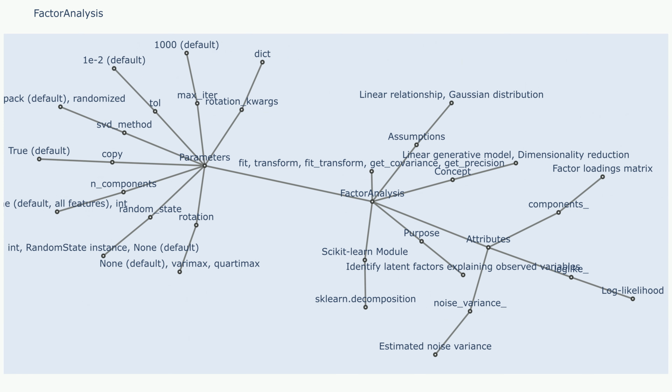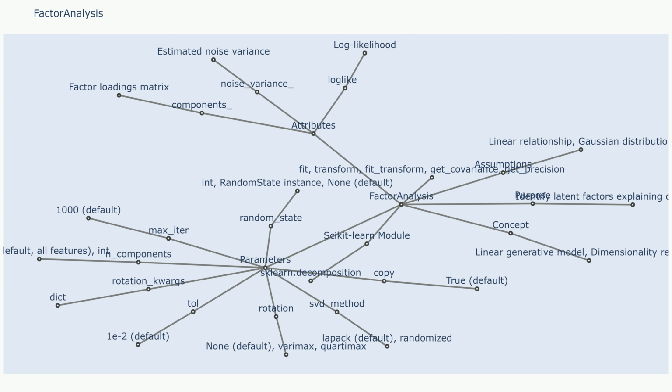Example in Python. from sklearn.decomposition import FactorAnalysis. from sklearn.datasets import load_iris. Load the iris dataset: iris = load_iris(), X = iris.data. Initialize and fit the factor analysis model: fa = FactorAnalysis(n_components=2, random_state=42), fa.fit(X).